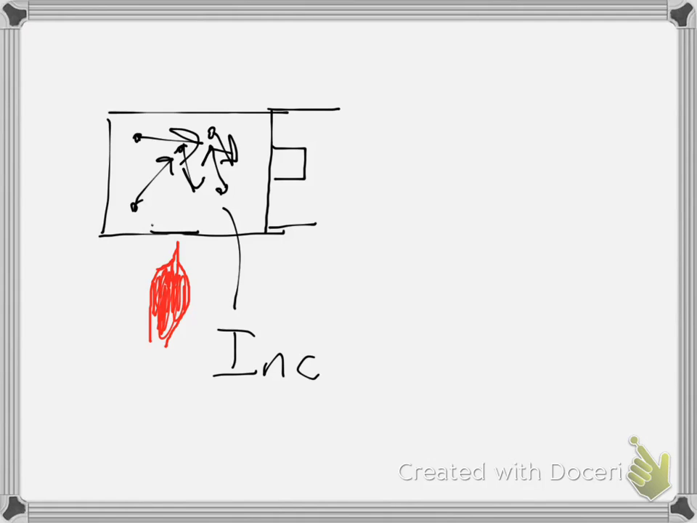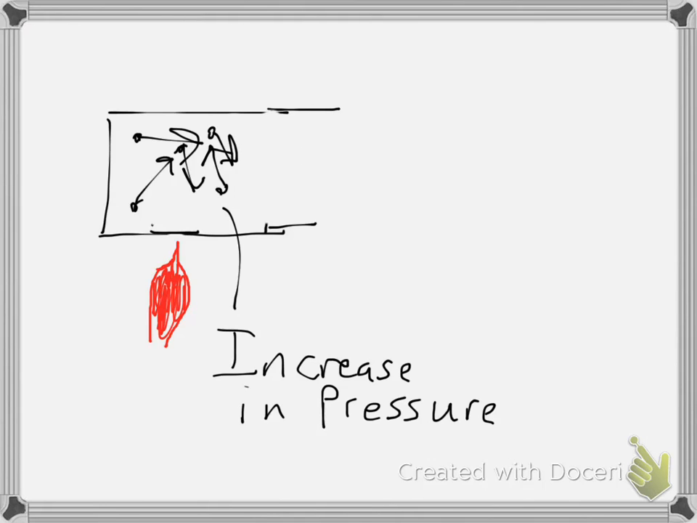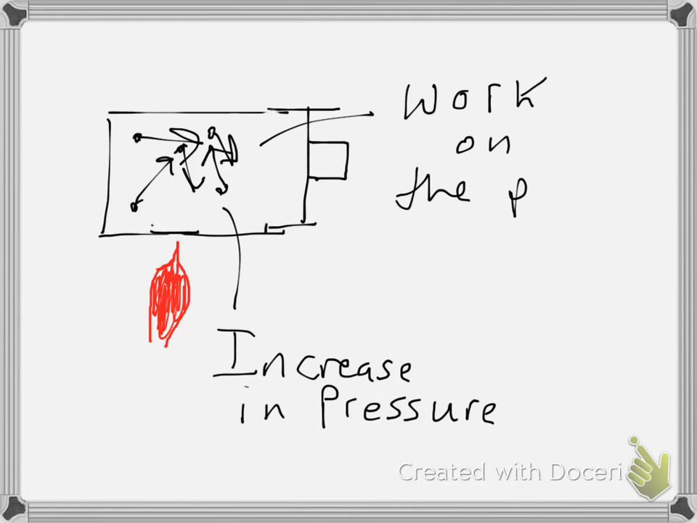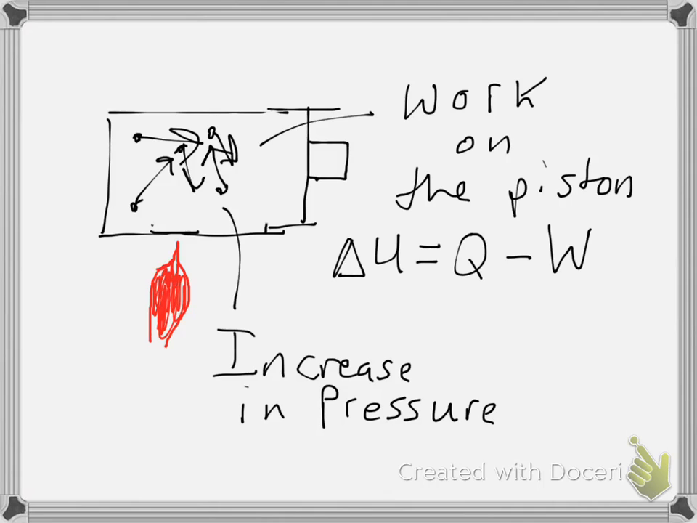So the increase in pressure can move this piston outward. So the piston might move a bit outward. Okay? And because the system has pushed the piston, that means the system has done work on the piston. So the total change in internal energy in this system is going to be equal to the total amount of heat added by the lighter minus the work that it did on the piston. Okay? So that is the first law of thermodynamics.